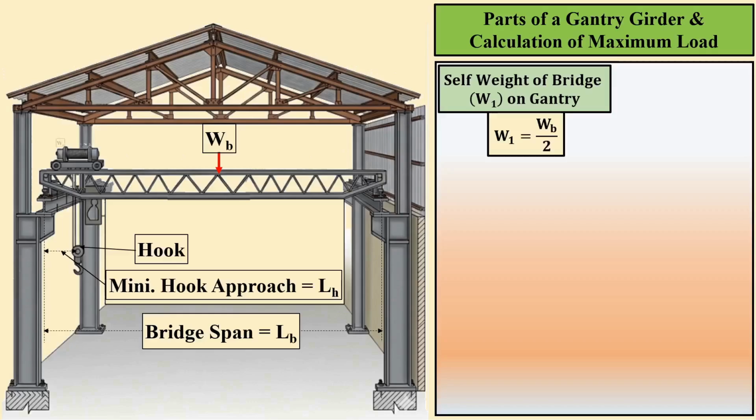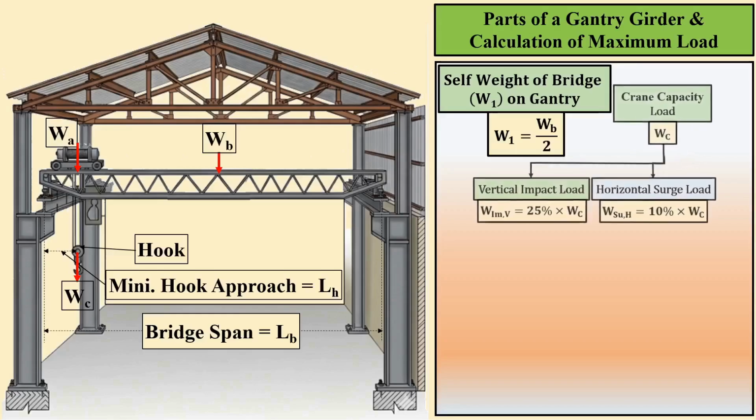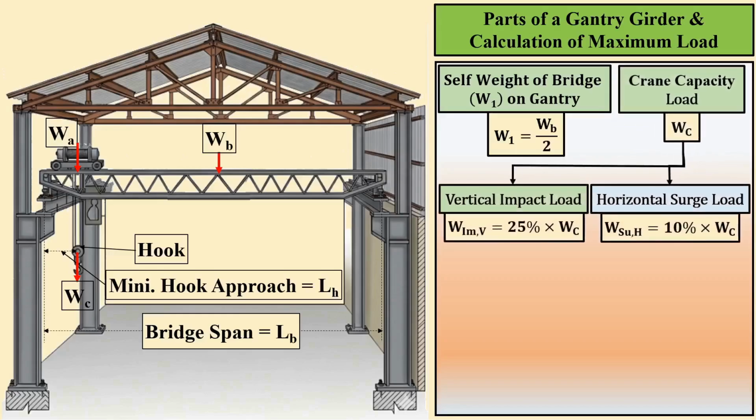Next, let WA be the self-weight of the crab, and WC be the crane lifting capacity. These loads act together. To get the maximum effect on the wheels, the crab must be placed at the minimum possible distance from the center line of the gantry girder. Therefore, the minimum hook approach distance, LH, will produce the maximum reaction on the wheels. Note that the crane lifting capacity, WC, is a rolling load.